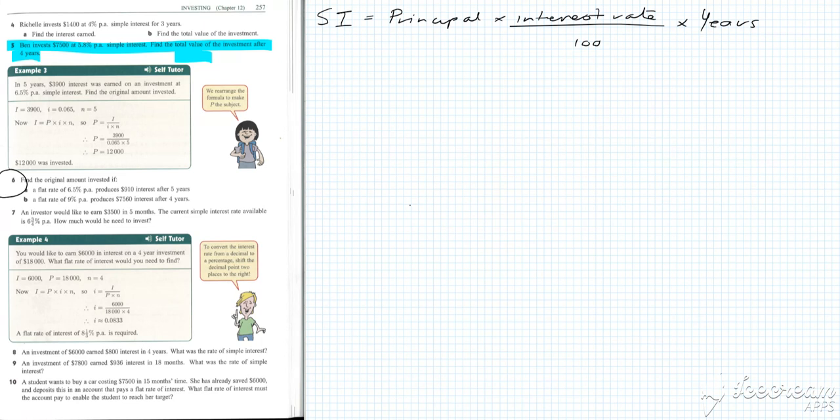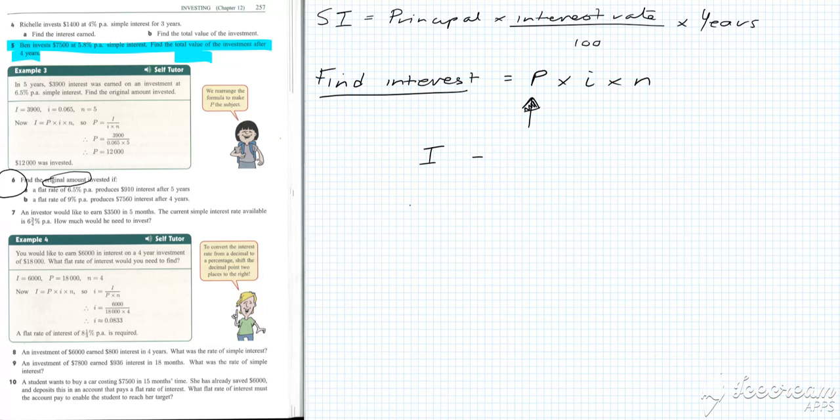What we have now in question 6 is a bit different to what we had before, because before we were always being asked to find interest. And to do that was P times I times N. Now the difference here is that this is asking you to find the original amount, find the P. So we can rearrange this equation from I equals P times I times N to get the P by itself.